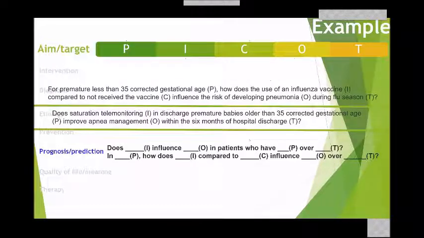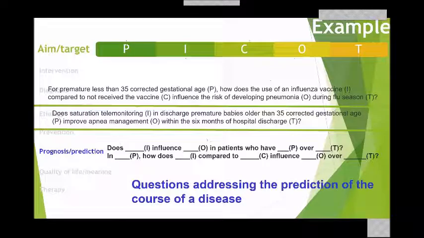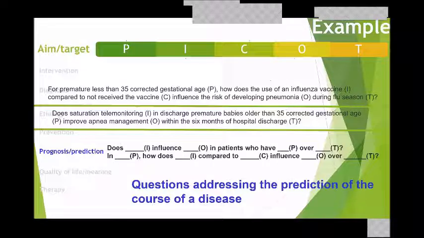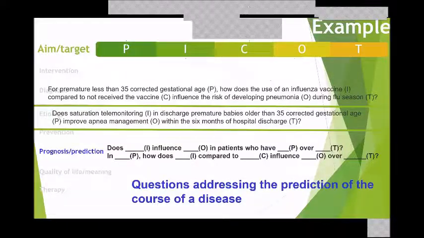Another question: for premature babies less than 35 weeks corrected gestational age, so that's our population, how does the use of influenza vaccine, so that's our intervention, compared to not receiving the vaccine, so that's our comparison, influence the risk of developing pneumonia during flu season, that's our time. And our outcome is the pneumonia. So the prevention question is addressing the prediction of the course of the disease.